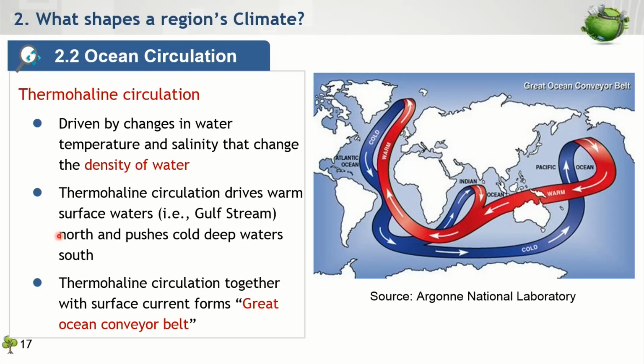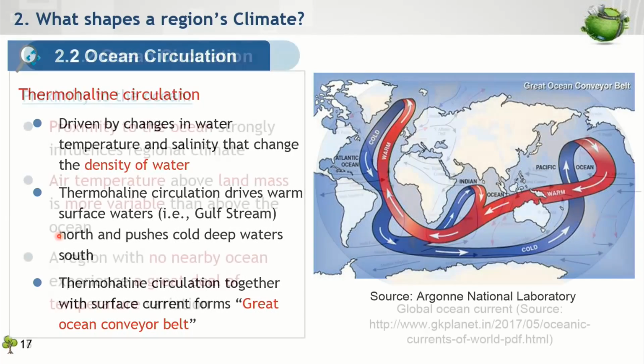This combination of the thermohaline circulation and surface currents forms a global ocean current known as the Great Ocean Conveyor Belt. This Great Ocean Conveyor Belt brings warm surface water to the north and pushes cold deep water to the south to balance heat energy in major ocean basins and act as the regional climate moderator.